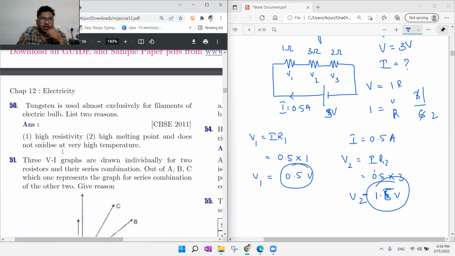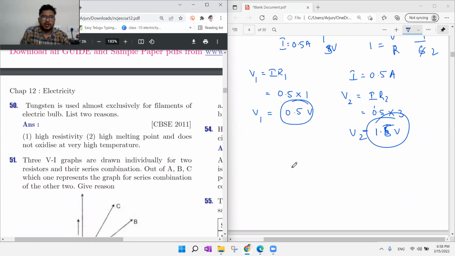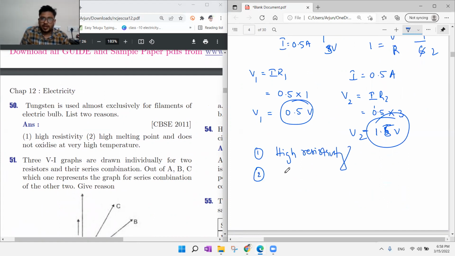50. Tungsten is used almost exclusively for filaments of electric bulbs. List 2 reasons. So these 2 reasons compulsorily you need to remember. Number 1, tungsten has high resistivity. Number 2, it has a very high melting point.